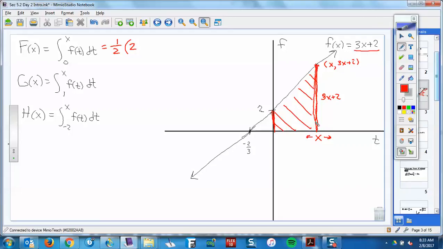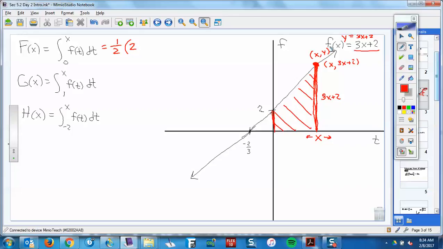Because this length right here is the y value of this point. And this point is the point xy on this line, right? And so the input is x. Instead of putting a number in, take x. Where did the 3x plus 2 even come from? We were given that. We were given that little f is 3x plus 2.